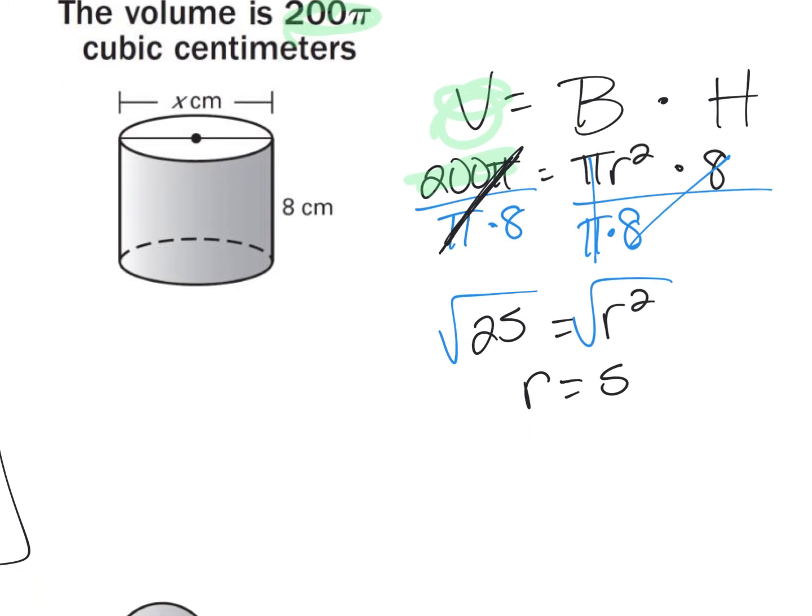Cool. But then remember, x is not the radius, it is the diameter. So x is going to equal 2 times that amount, so 2 times 5. So x is going to be 10. Then let's do our label. This is diameter, which is similar to radius. It is going to just be centimeters.